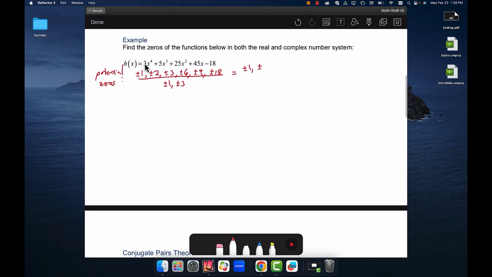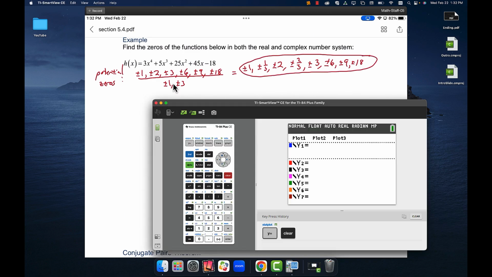1, 1/3, 2, 2/3, 3, 3/3, which is 1, 6, 6/3, which is 2, 9, 9/3 is 3, and 18. 18/3 is 6. So these are the possible rational zeros.